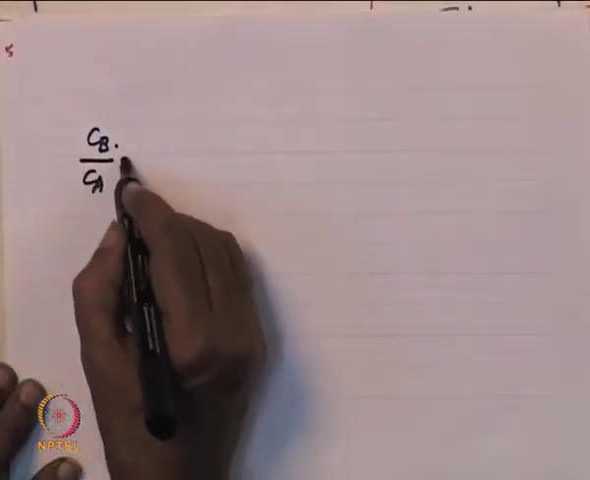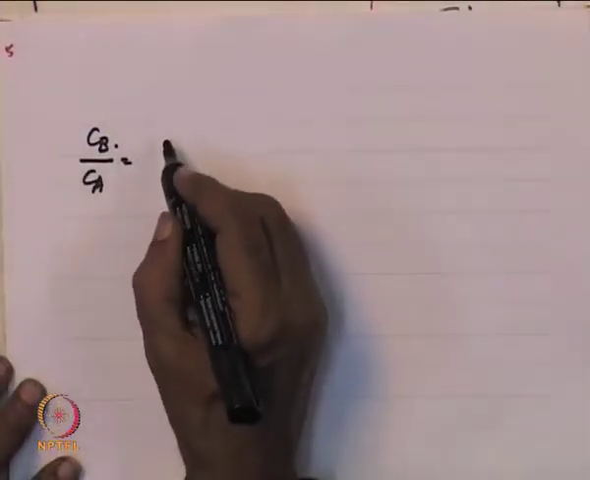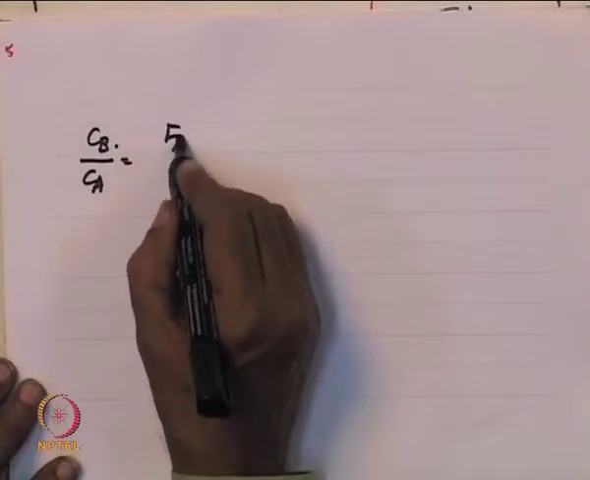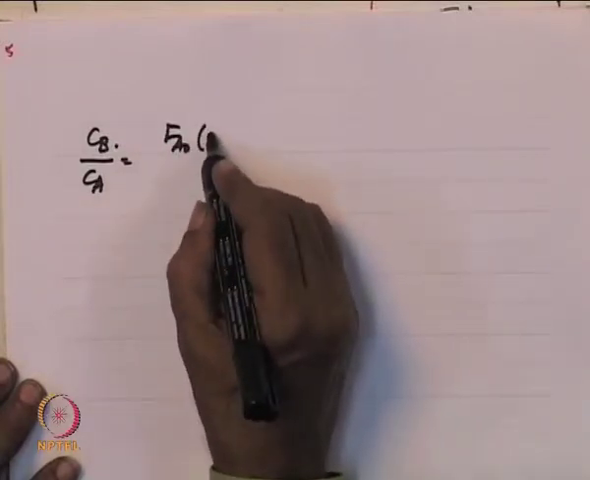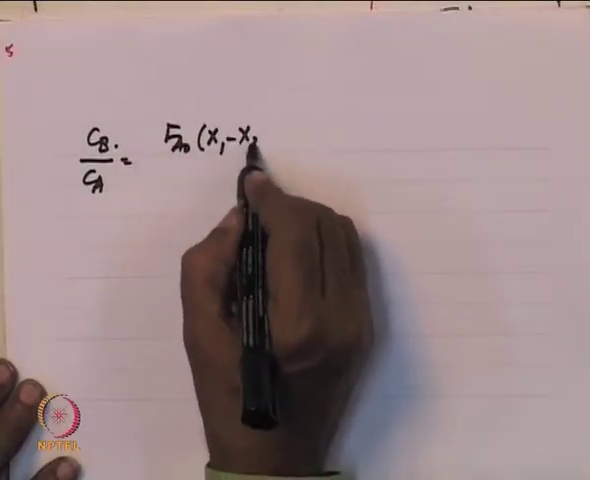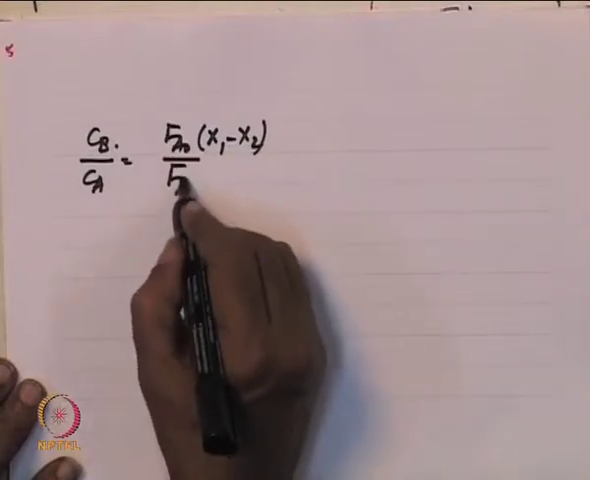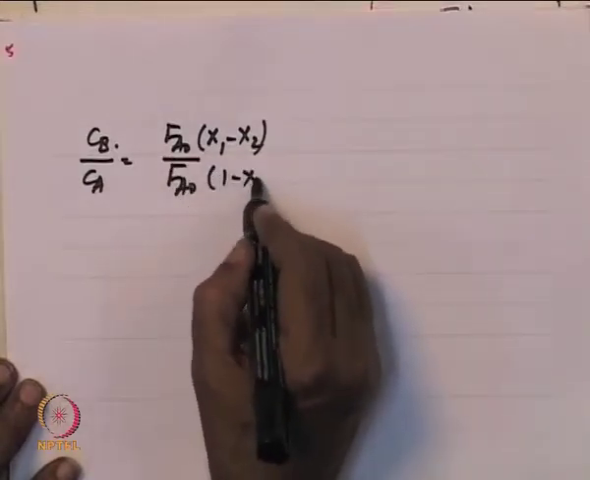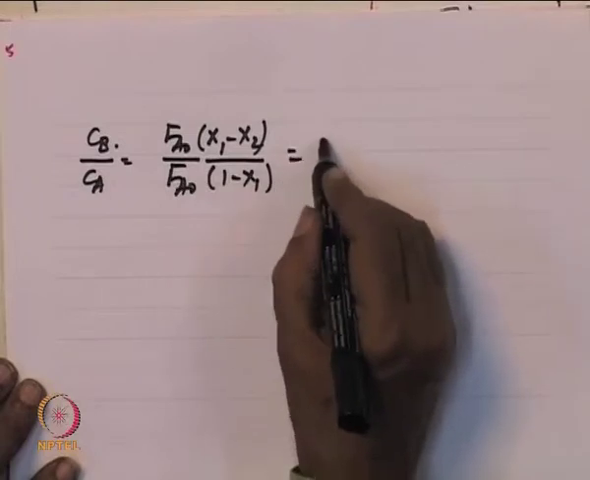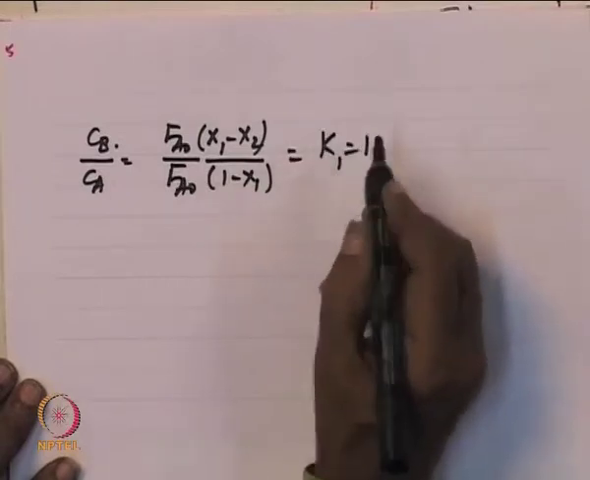So we have C_B by C_A, where C_B is F_A0 times X1 minus X2, divided by F_A0 times 1 minus X1. This is K1, which is equal to 1.